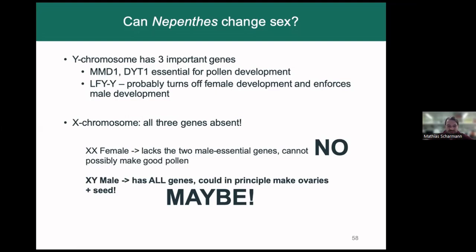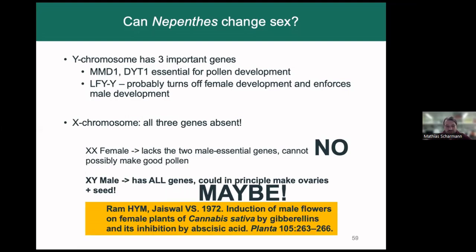But the situation is different for the males. So the males have the full set of genes to make female function and male function. So they could, in principle, make it. So maybe they can. And maybe there exists a method that has still to be discovered. So the prize is out.